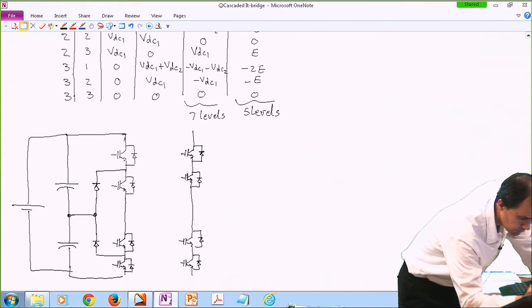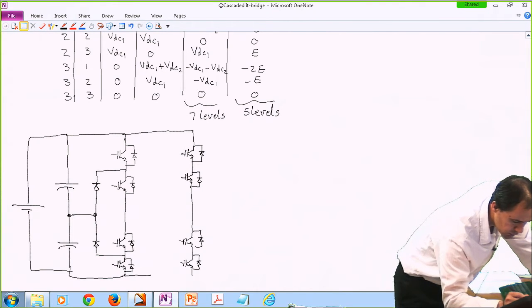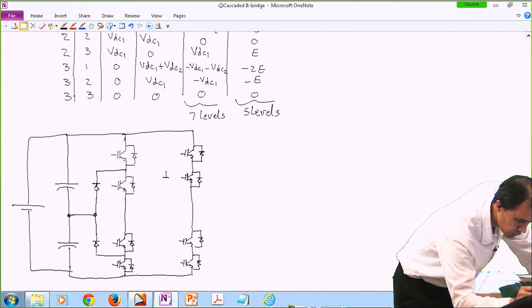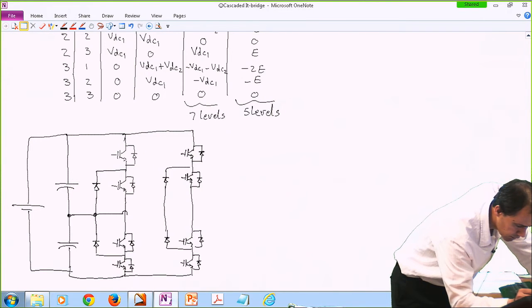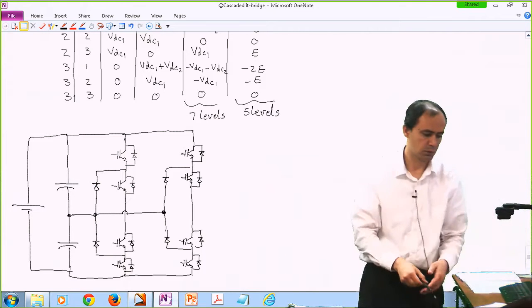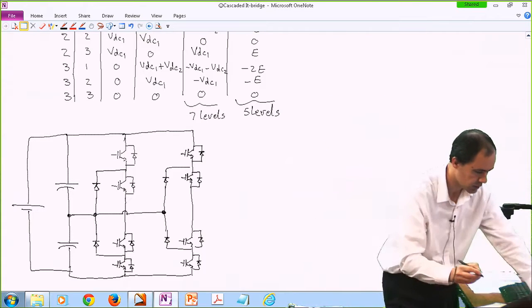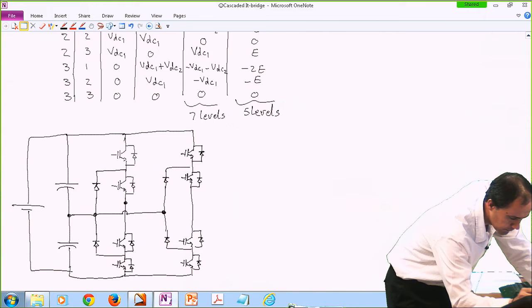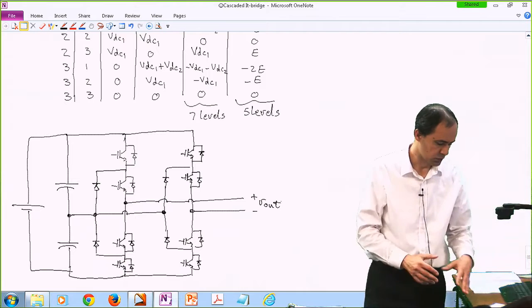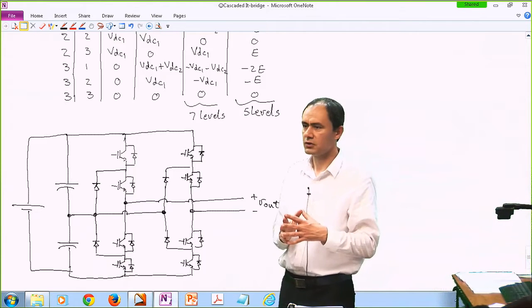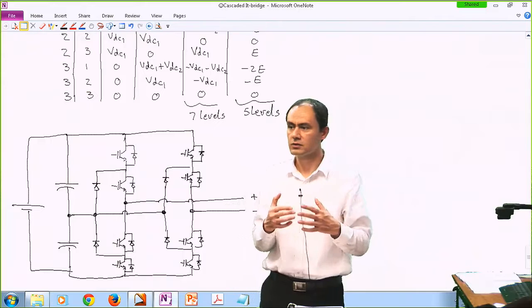Okay. So we are feeding it with the same source. We still need those two clamping diodes. And they're still connected to this middle point. Okay. So my two outputs, one of them is this pole over here, and the other one is this. So you can argue that this is like a single phase inverter with a maximum of 5 levels, basically, something like that.